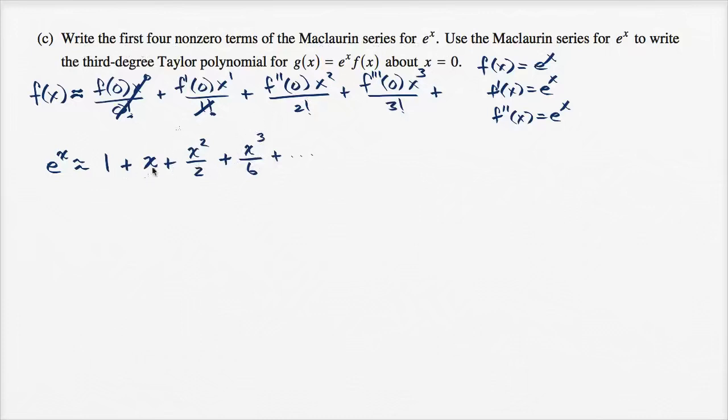Now we want to use, so let me just underline that. That's part of what they're asking us to do. Then they say, use the Maclaurin series for e to the x to write the third degree Taylor polynomial for g of x, which is equal to the product of e to the x and f of x. So what I'm going to do is write our original f of x. Let's write down the first few terms of it. And then we can think about how we can multiply those two polynomials. We just have to know enough about the multiplication of those two polynomials to get our terms that are no higher than third degree.